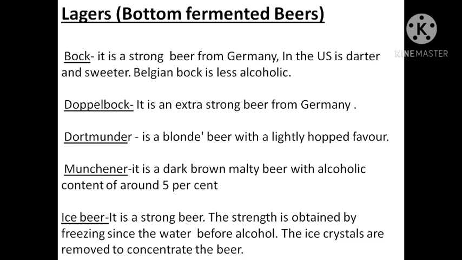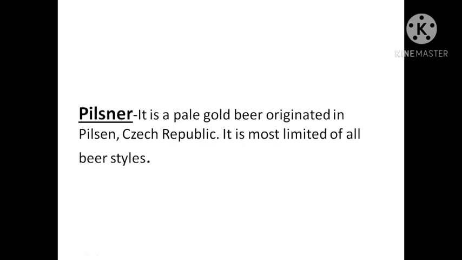Ice beer is a strong beer. The strength is obtained by freezing, since water freezes before alcohol. The ice crystals are removed to concentrate the beer. These are all examples of lager beer.